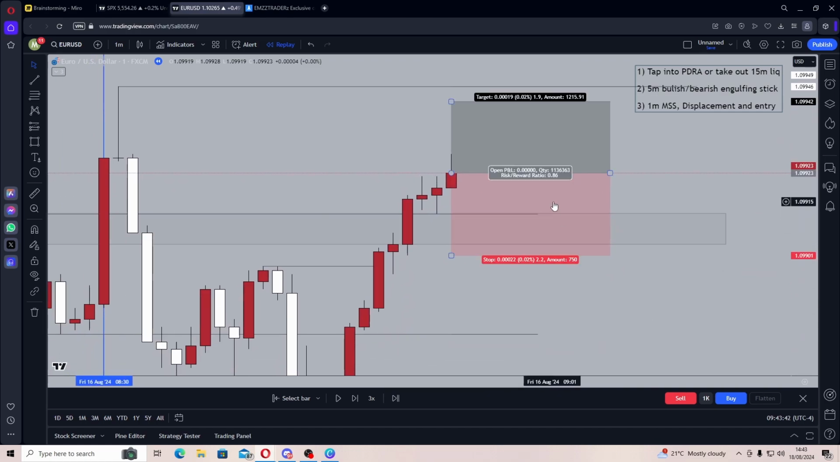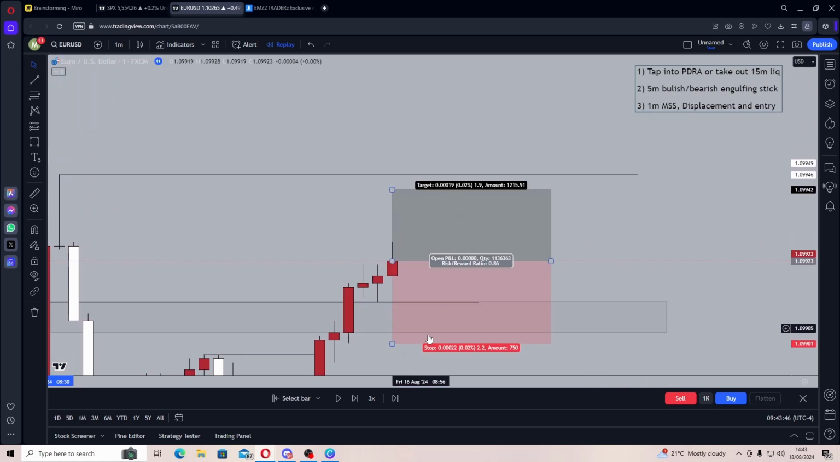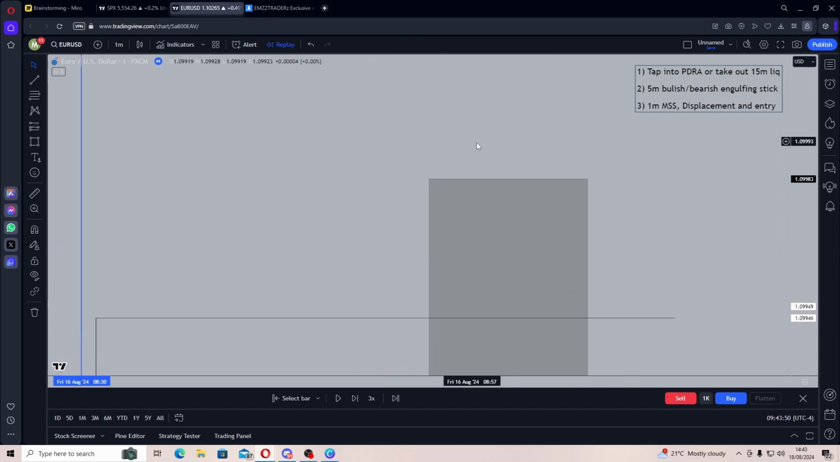But if I didn't want to enter off price action, I would have entered down here. Okay, but I'm going to be entering off where price is right now. Placing our stop loss just below that candle right here. And placing our take profit all the way up to a 1 to 3 risk to reward ratio.